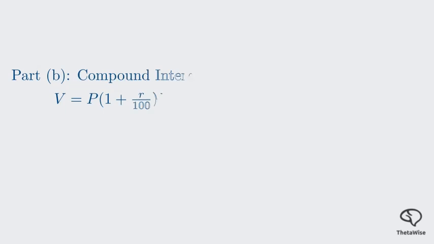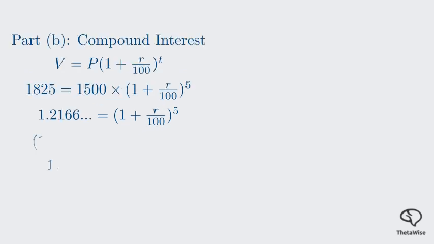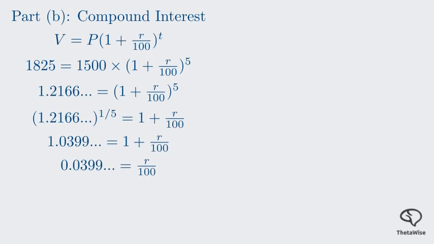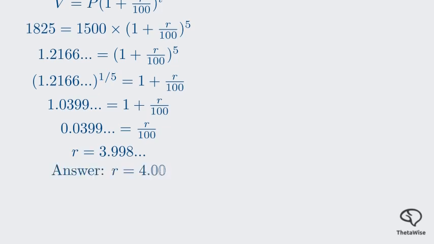In part B, we deal with compound interest. The formula is total value equals principal times 1 plus r over 100 to the power of time. We are given the final value is 1825 and the time is 5 years. So, 1825 equals 1,500 times 1 plus r over 100 to the power of 5. First, divide both sides by 1,500. To solve for r, we take the fifth root of both sides. Subtract 1 from both sides. Finally, multiply by 100 to find r. Rounding to 3 significant figures.